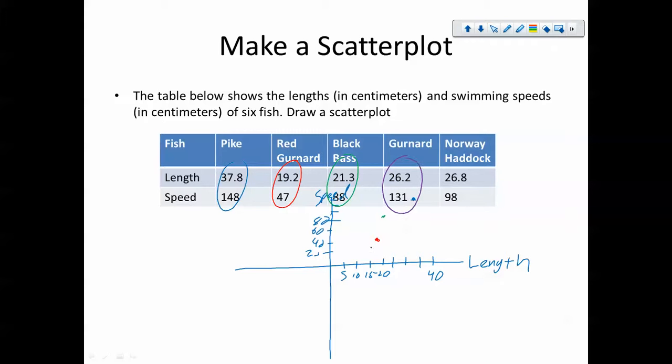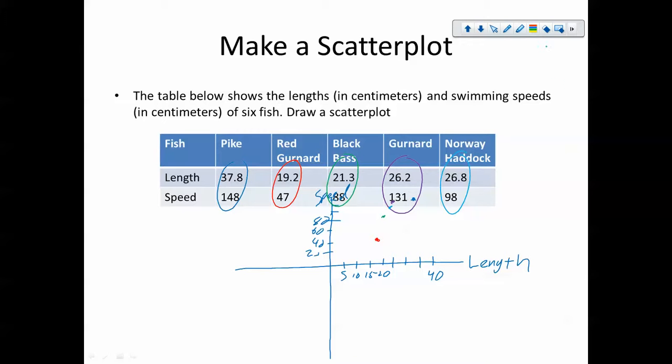Then we've got 26.2, 131. 26.2 is about there. And 131 is about here-ish. And the last one, we'll do in the blue, 26.8, so right around there again, and 98, which is about here-ish. So there's my scatter plot of those values.